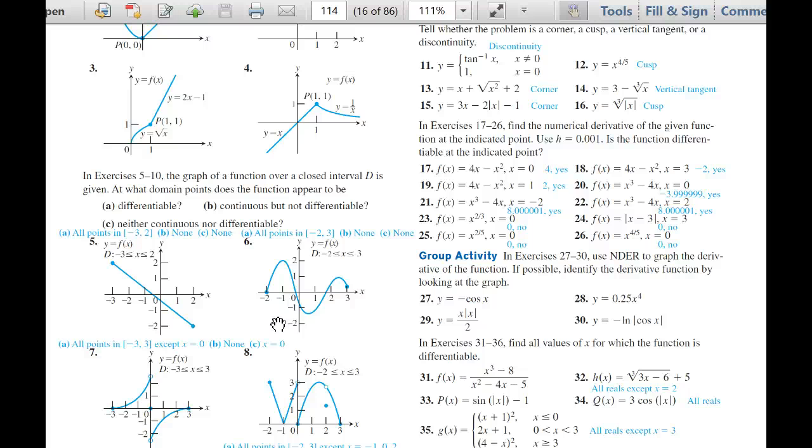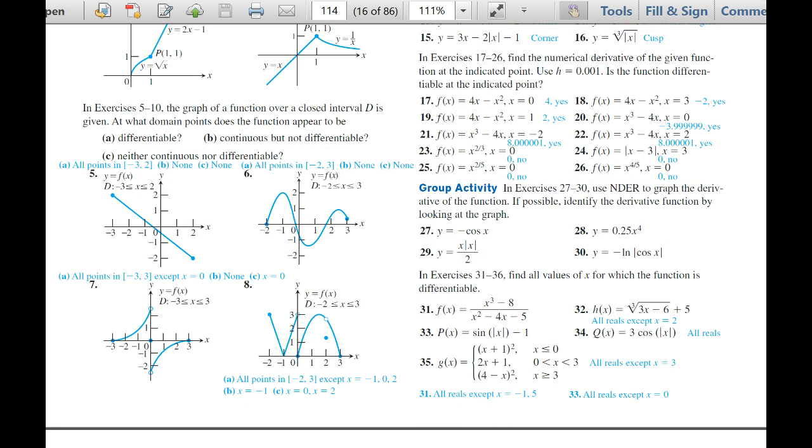I said you want to look for if it has a cusp, a corner, or a vertical tangent. It has none of those. And then same thing for part C, where is it neither continuous nor differentiable? Well, it's continuous everywhere. So that's fine. The next one after that was number 7.